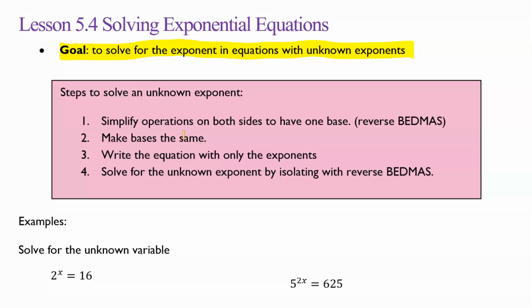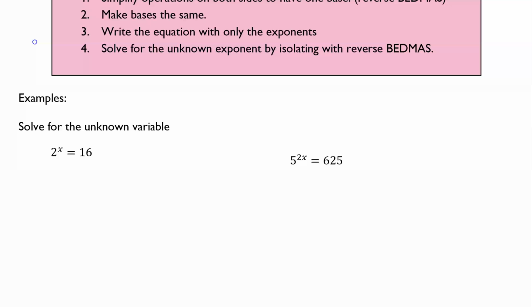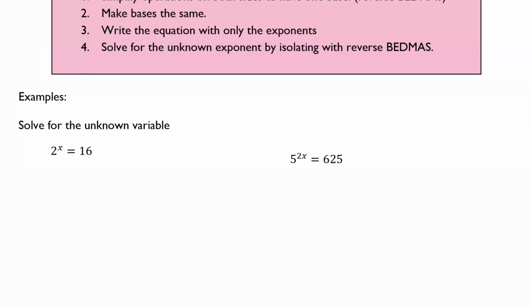Next up, we're going to write the equation with only the exponents. And then we're going to solve for the unknown exponent by isolating with reverse BEDMAS. Once you get the hang of it, you'll see that it's actually pretty easy. You just have to spend a little bit of time just to watch my lesson and try it yourself. Okay? So question number 1 here says solve for the unknown variable.